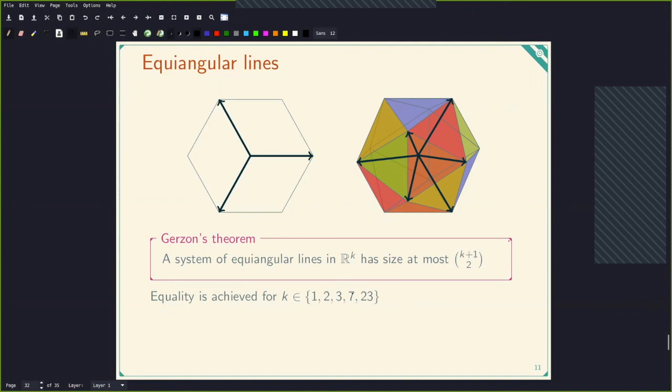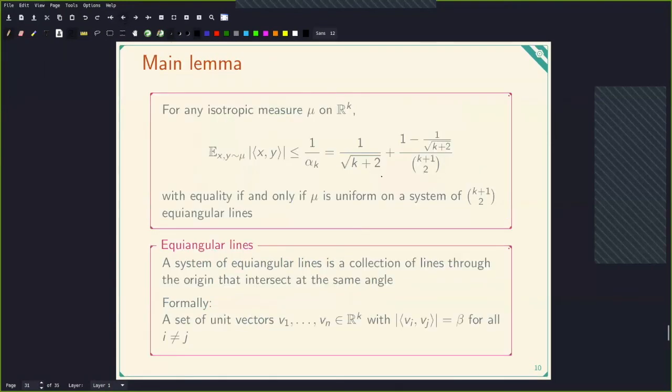A quick comment. So we see these are the dimension 2 and the dimension 3. The dimensions 7 and 23 actually are coming from the E8 lattice and the Leech lattice, one dimension higher. So if we go back to where this number is coming from, let's think about if mu is actually uniform on a system of k plus 1 choose 2 equiangular lines. It turns out that you can compute that this right here, 1 over square root of k plus 2, is the common inner product for a system of k plus 1 choose 2 equiangular lines.